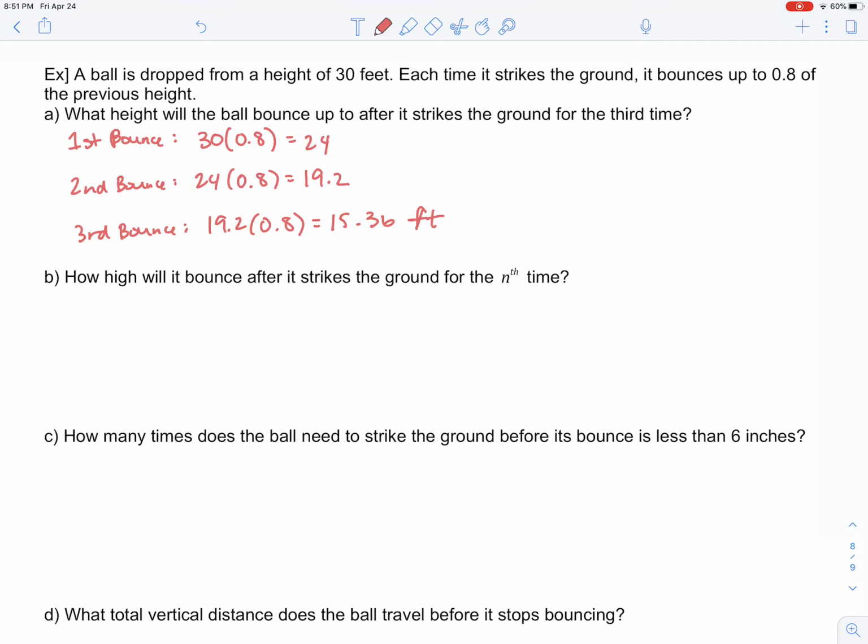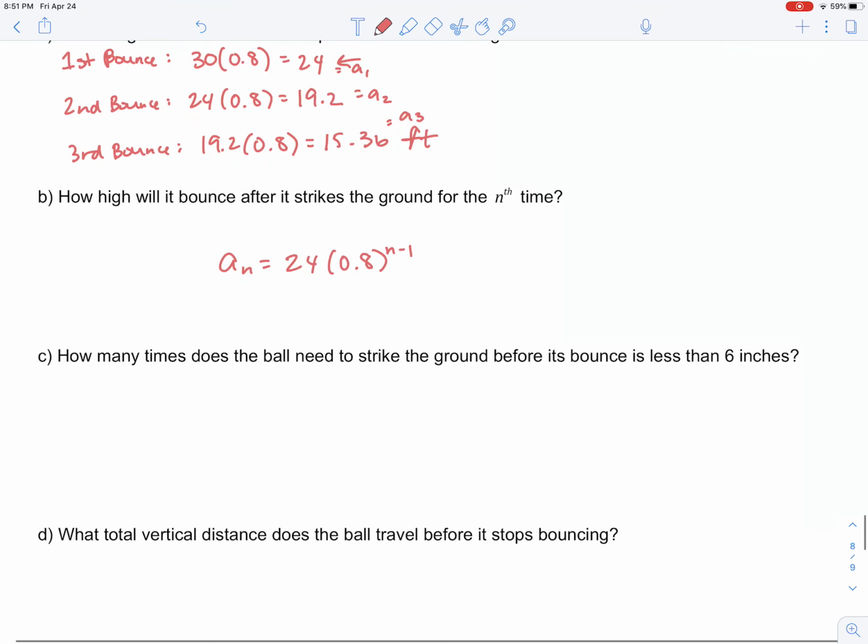Okay, how high will it bounce after it strikes the ground for the nth time? So you probably have noticed a kind of a pattern here. The common ratio being 0.8, the initial first term being 24, right? Because I'm treating this as a sub 1, a sub 2, and a sub 3. So the first term is 24 times the common ratio to the n minus 1 power.